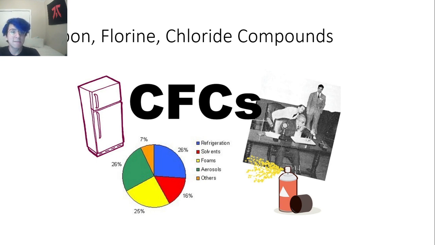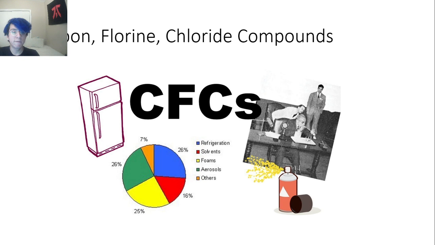As I said, CFCs, or carbon fluorine chloride compounds, are a main contributor to the depletion of ozone in the ozone layer. So what are CFCs? They're normally carbon compounds with halogens, specifically fluorine and chlorine, attached to them. They could also be longer chains, but they form free radical reactions. I will explain that in a second.